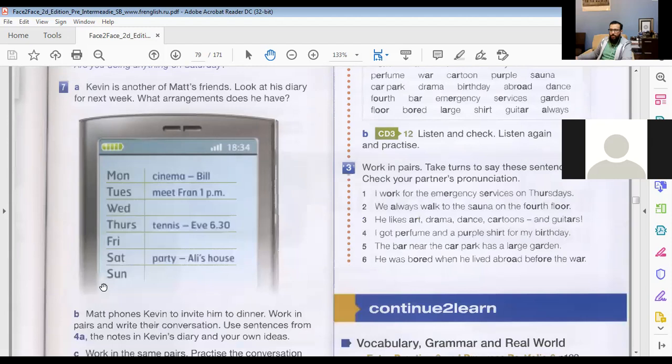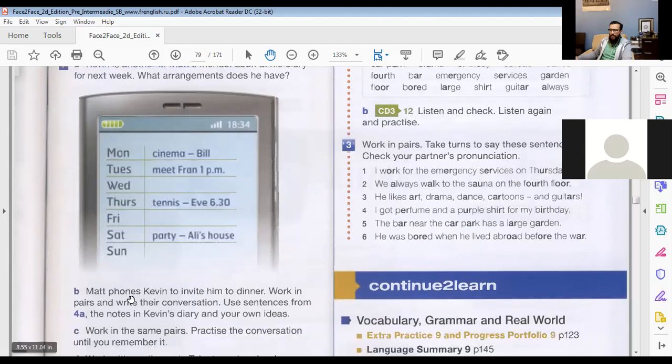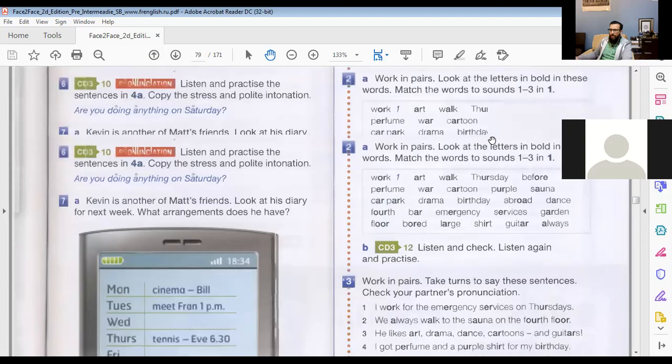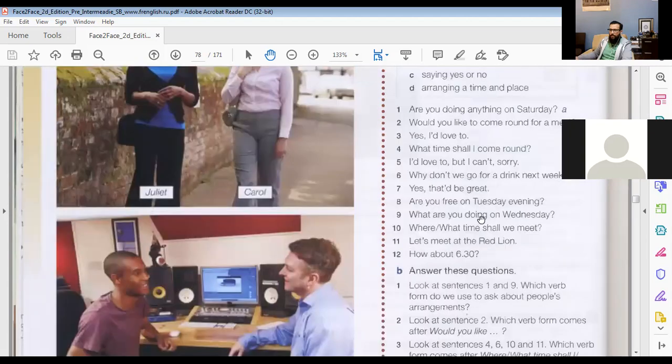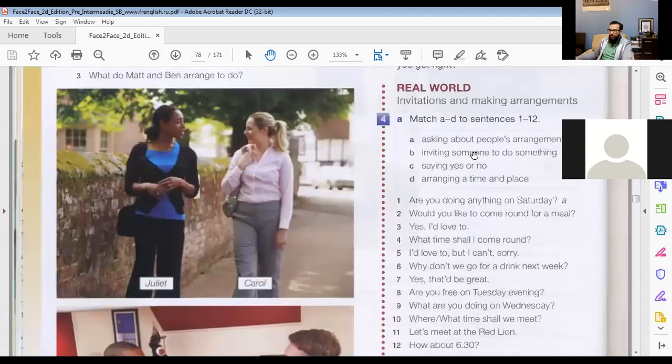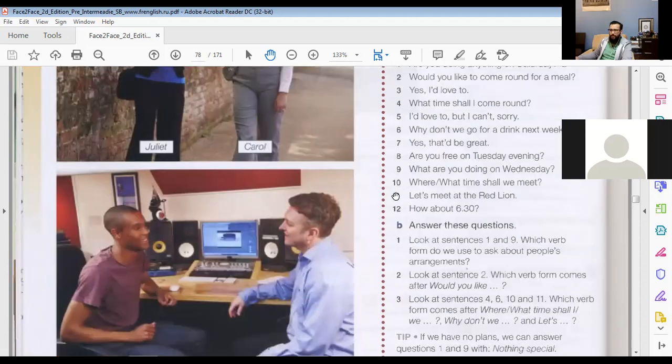We also talked about Kevin and Matt's conversation. So we made a conversation here where Matt invites Kevin. We used most of the expressions to ask about people's arrangements, to invite them, and also to answer by saying yes or no. You can also arrange a time or place for your meeting. So we talked about that.